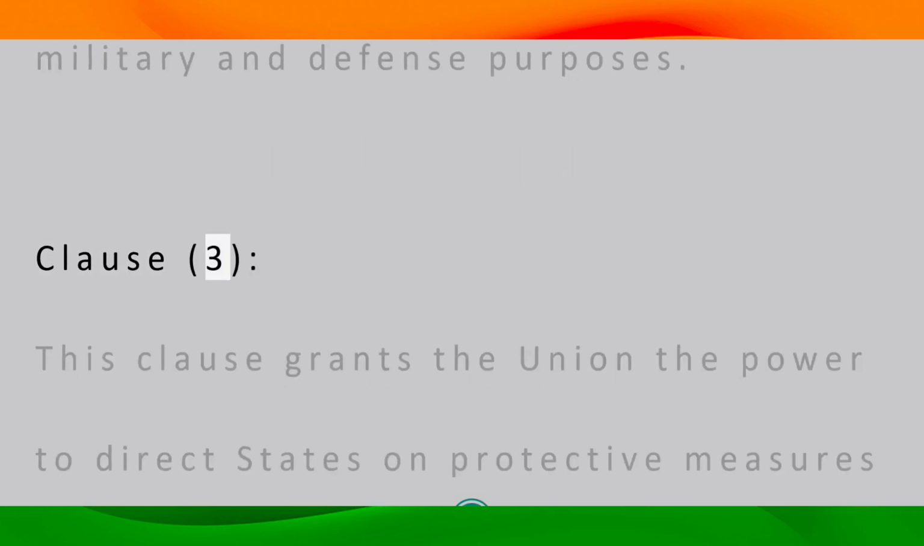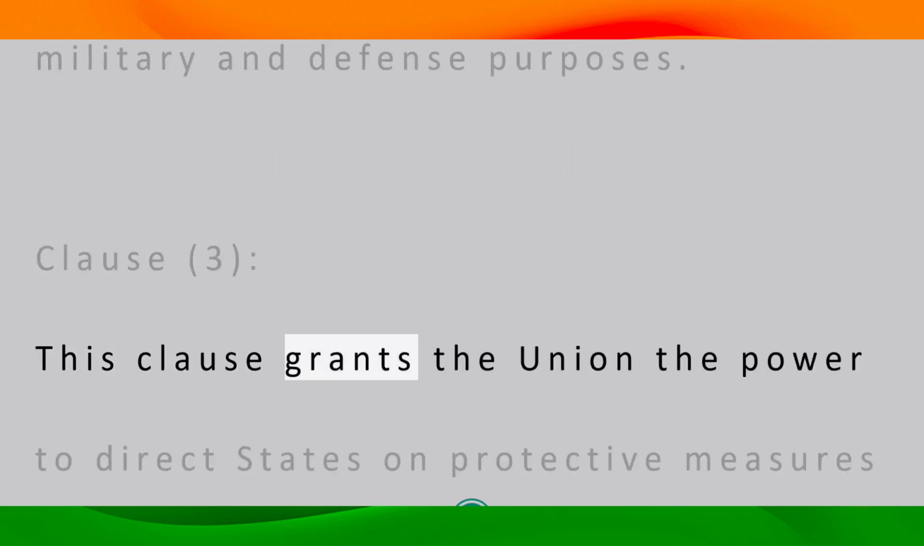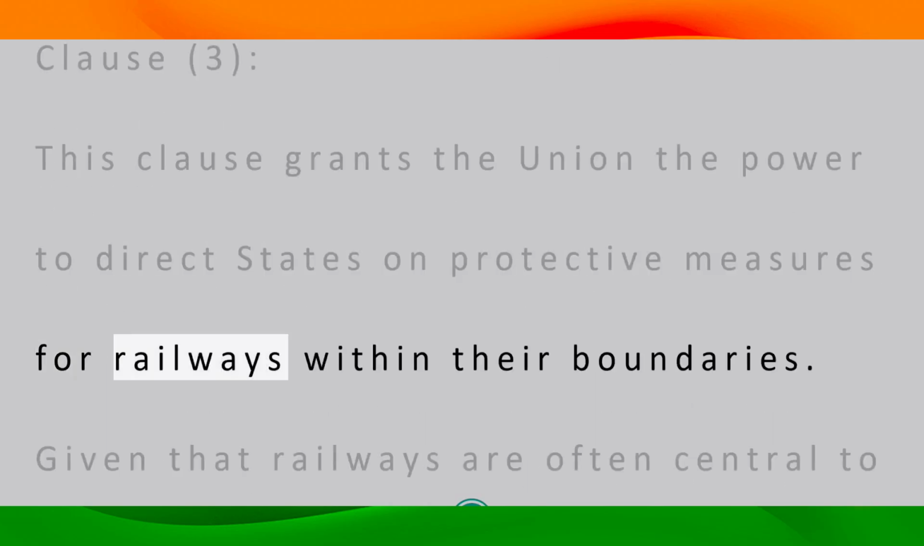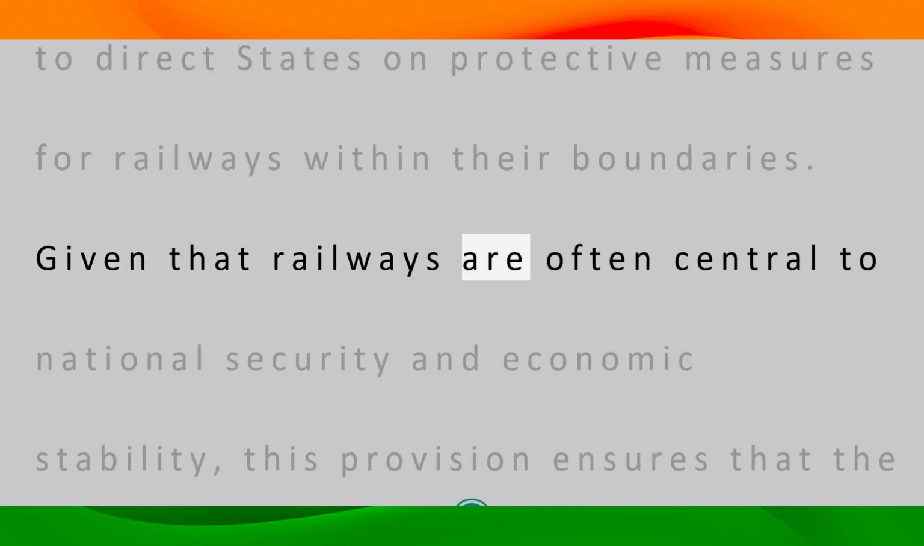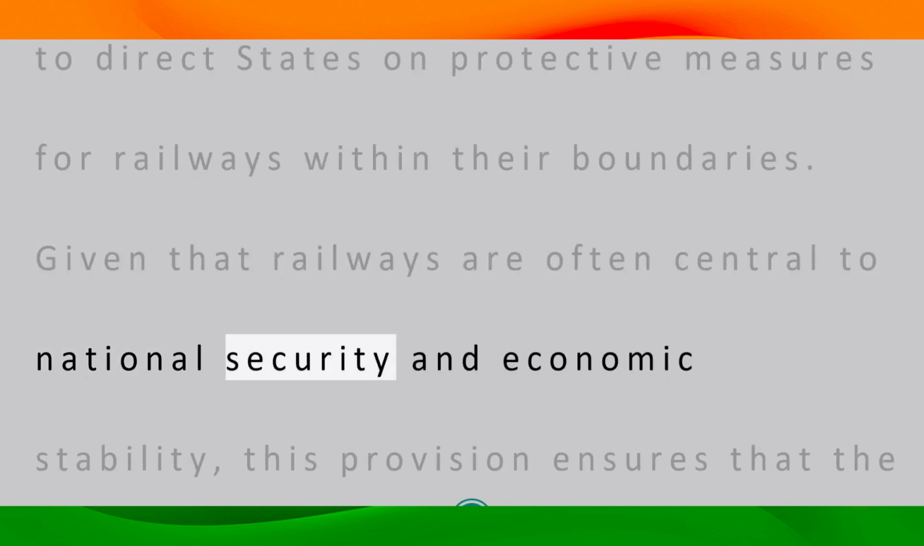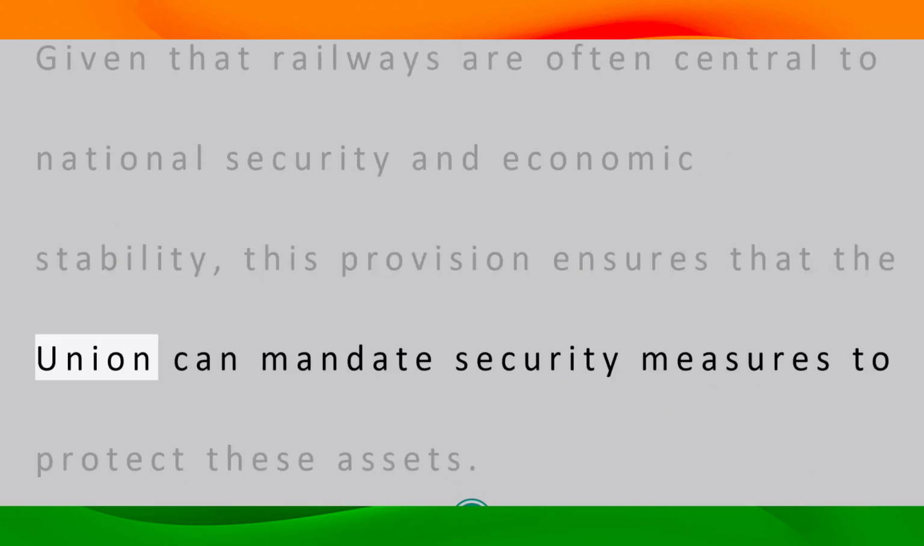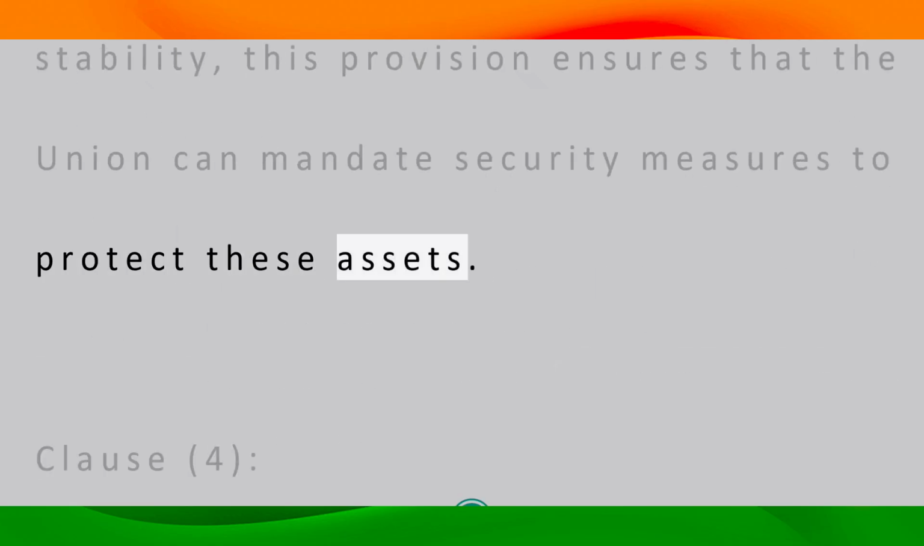Clause 3. This clause grants the Union the power to direct states on protective measures for railways within their boundaries. Given that railways are often central to national security and economic stability, this provision ensures that the Union can mandate security measures to protect these assets.